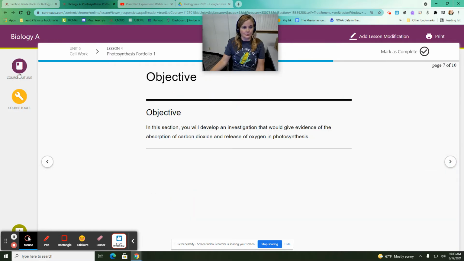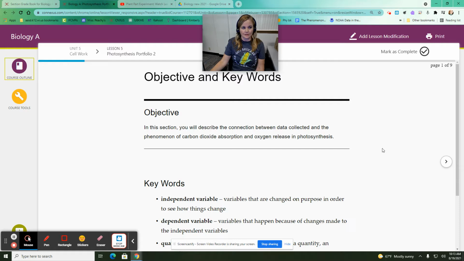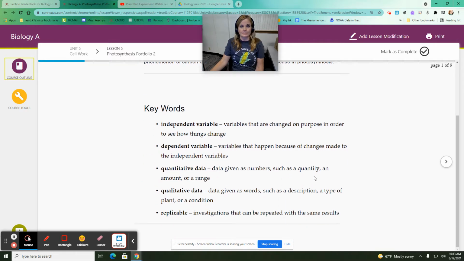I'm going to go on to lesson 5 in this particular unit, and a couple more key terms that I want to define for you all. We have independent variable and dependent variable, and we've talked about these in the past in physical science last year. An independent variable is also called the manipulated variable. I like to use that term as well. These are variables that are changed on purpose by you, the experimenter, in order to see how things change. It is what we are manipulating in the experiment. That's why we call it the manipulated variable.